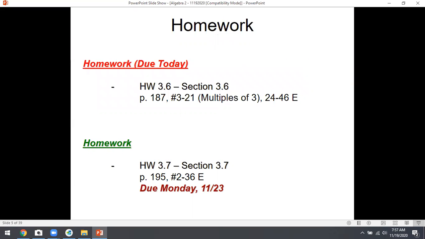New homework down there, 3.7. Take a minute, write that down. 3.6 is due today. Again, you have the option to do it online or on paper. Either one is acceptable. I prefer paper. I think it'd be better for you, but you do what you want.